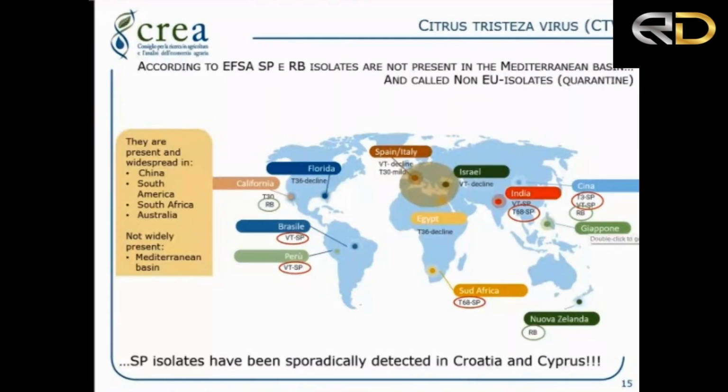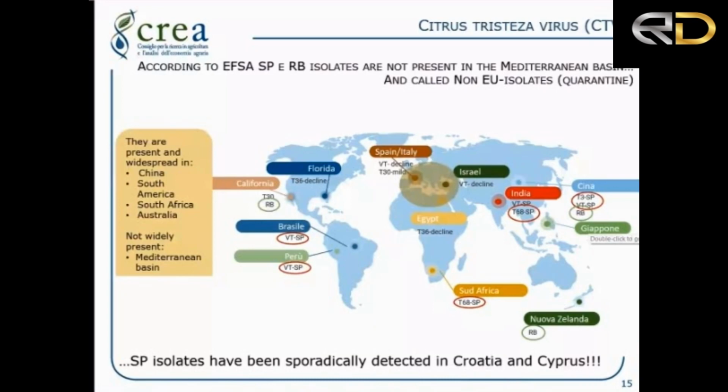In this distribution map, we can see that stem-pitting and resistance-breaking isolates are present in all the citrus cultivated areas, with the exception of the Mediterranean area. So according to EFSA, stem-pitting and resistance-breaking isolates are not present in the Mediterranean basin and are called non-EU isolates, and they have been included in the list of quarantine organisms. However, some research and monitoring activity have described the presence of stem-pitting isolates sporadically in Croatia and in Cyprus.